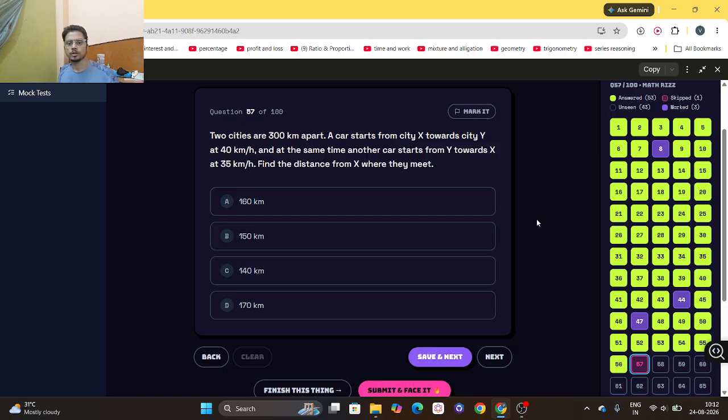Two cities are 300 kilometers apart. A car starts from city X towards city Y at 40 kilometers per hour, and at the same time, another car starts from Y towards X at 35 kilometers per hour. Find the distance from X where they meet. Two cities are 300 kilometers apart.